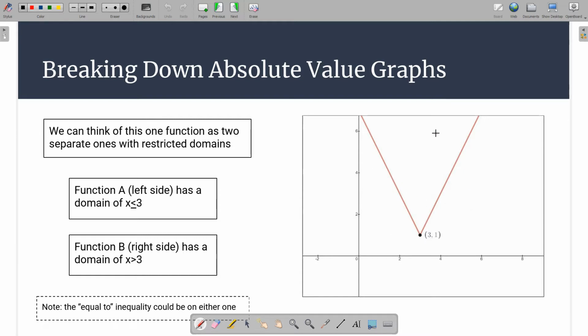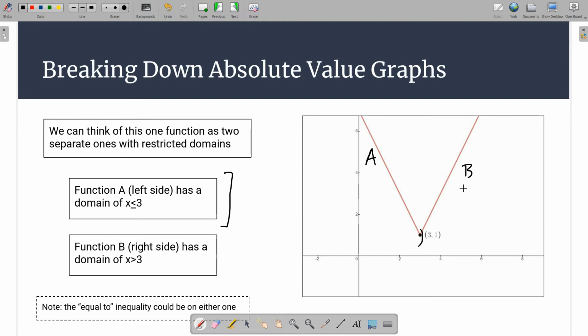So here we've got just a basic absolute value function, linear clearly, and basically what we want to start doing is thinking about this as the fact that it could actually be expressed as two different functions, each with its restricted domain. So we've got function a, the left side, which has a domain of x less than or equal to 3. So I could think of all this as function a, where a gets everything from negative infinity all the way to including 3. And then function b can have everything from positive infinity all the way up to, but not including, 3. Okay, so there are two distinct functions here.